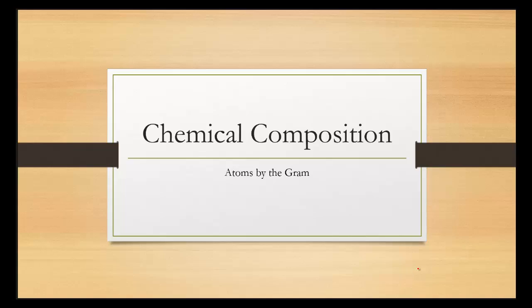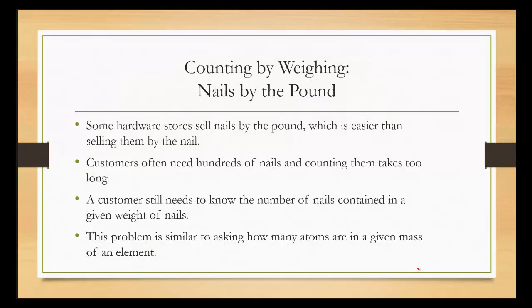In this tutorial, we will be discussing Avogadro's number. Alright, so here's a little scenario for you. Some hardware stores sell nails by the pound, which is easier than selling them by the nail, because it's easier to weigh out than it is to count individuals. However, customers often need hundreds of nails, and counting them takes too long. A customer still needs to know the number of nails contained in a given weight of the nails, so that way they can figure out how many pounds to buy.